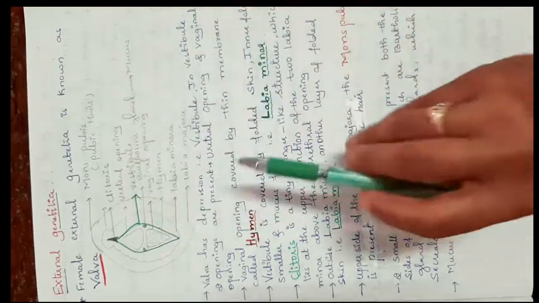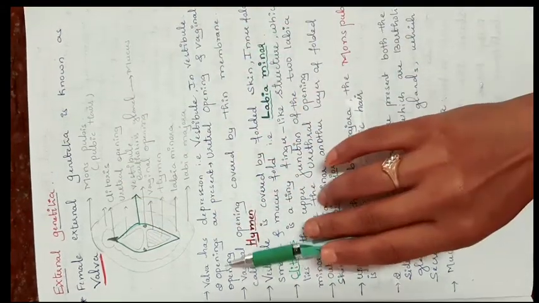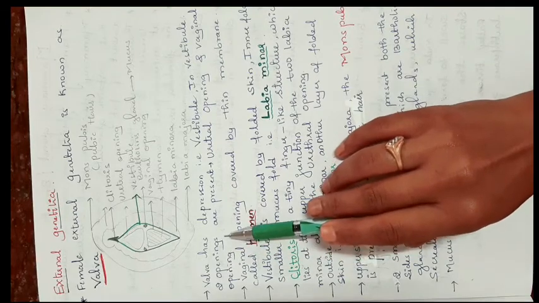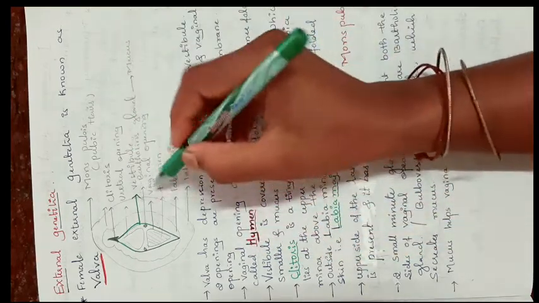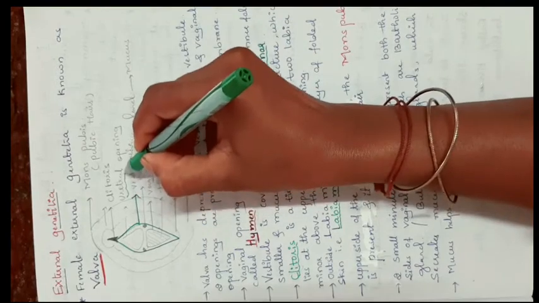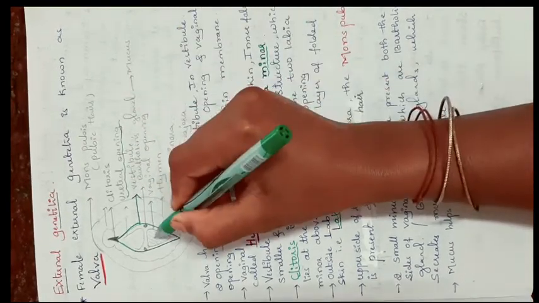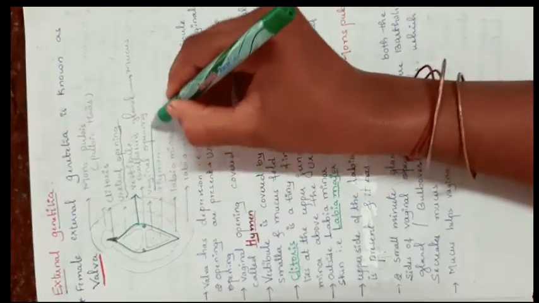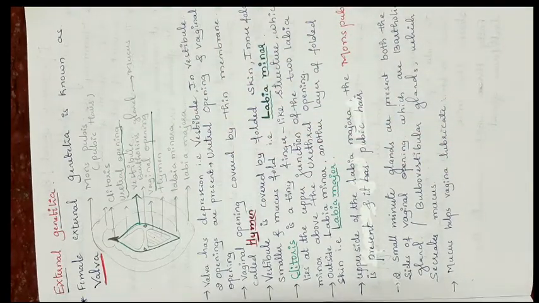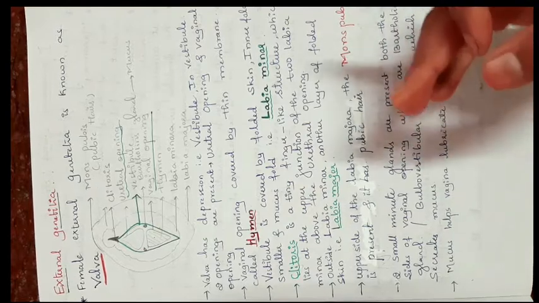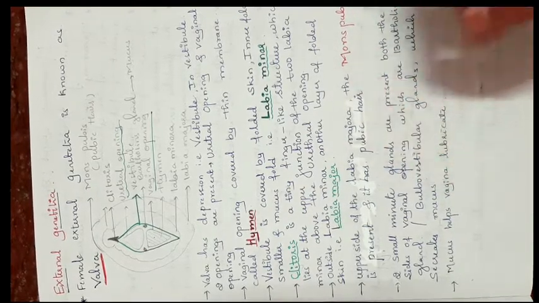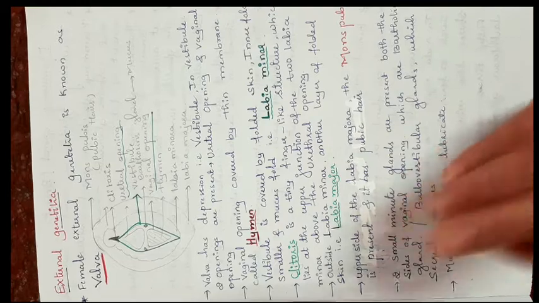Next, the vestibule has two openings. Here you can see two openings. The upper opening is called the urethral opening. The lower opening is called the vaginal opening. You can't get this diagram in your NCERT book. Please concentrate and draw this diagram, then only you can understand the structure.